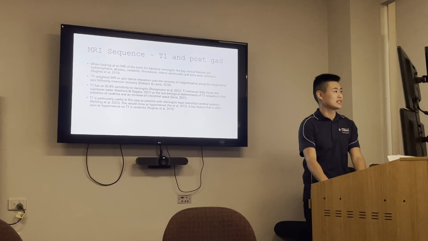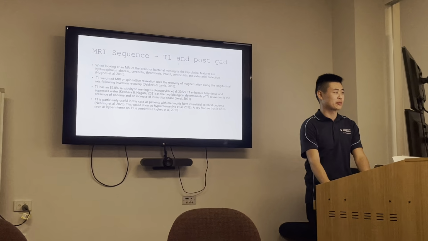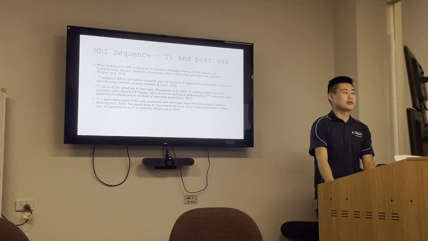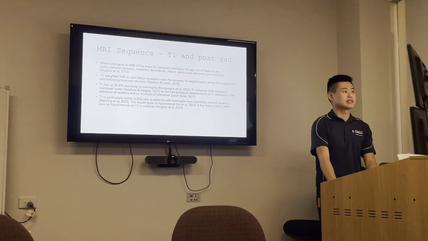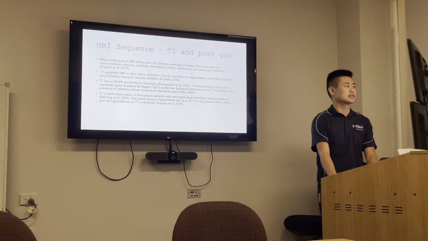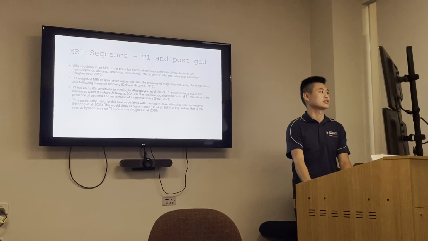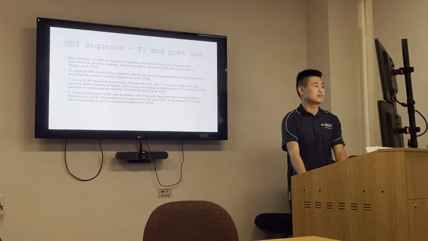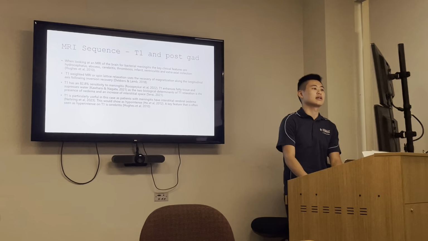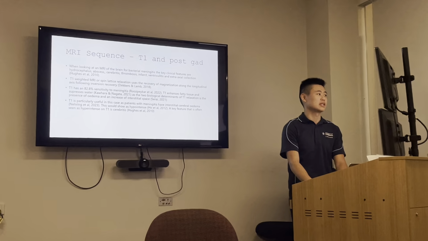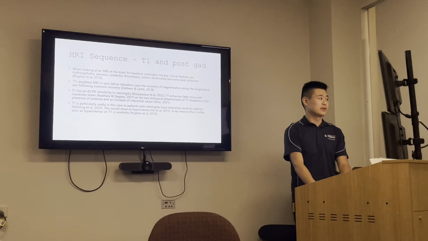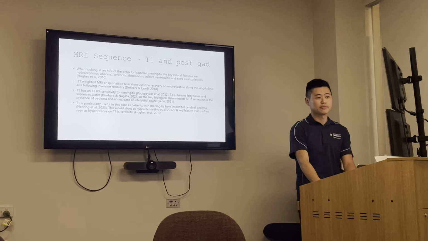Alright, so for the MRI sequences, we use T1 and T1 post-gad. When looking at MRI of the brain for bacterial meningitis, the key clinical features are hydrocephalus, abscess, cerebritis, thrombosis, infarct, ventriculitis, and extra-axial collection. T1-weighted MRI, or spin-lattice relaxation, uses the recovery of magnetization along the longitudinal axis following inversion recovery. T1 has an 82.8% sensitivity to meningitis.